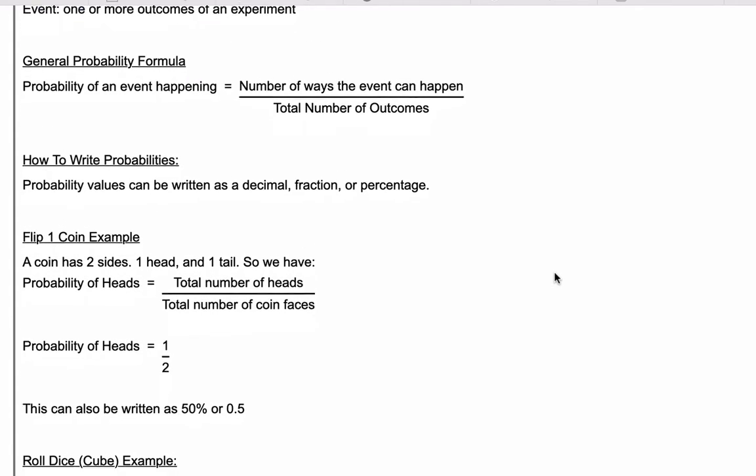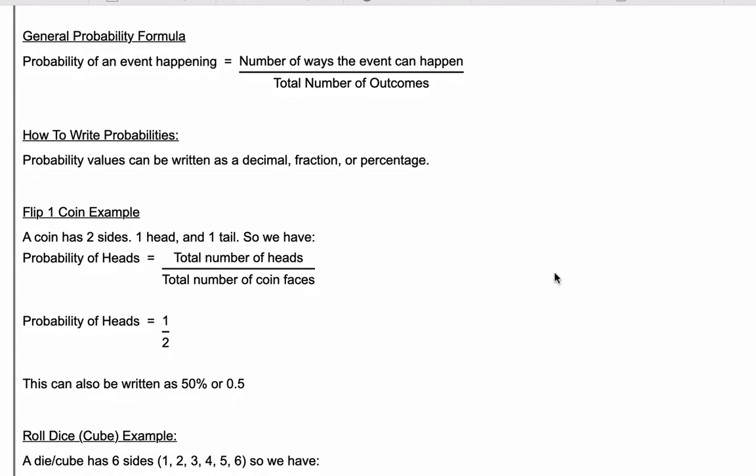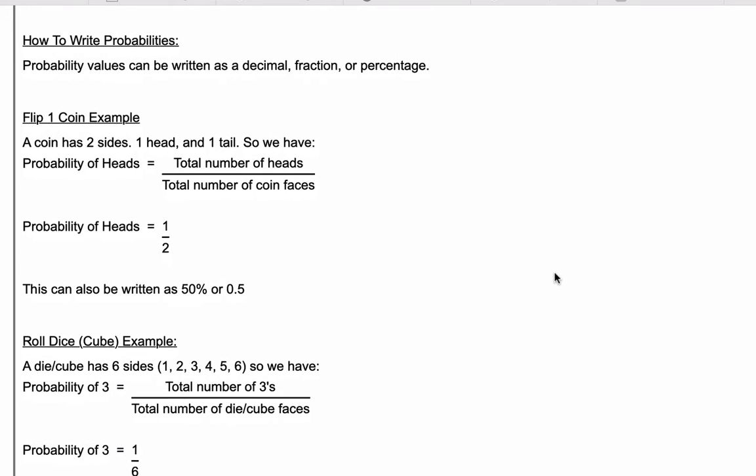Now, the general probability formula goes like this. The probability of an event happening equals the number of ways the event can happen divided by the total number of outcomes. How can we write probabilities? 3 ways. First, a decimal, second, a fraction, and third, a percentage, which we'll get into in just a moment.